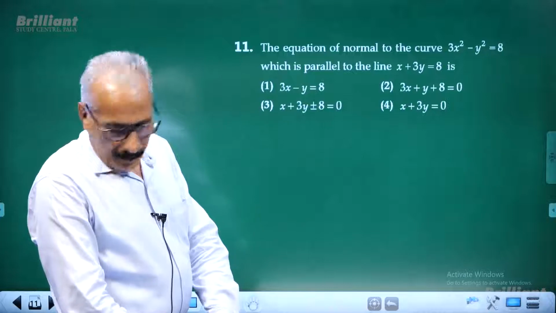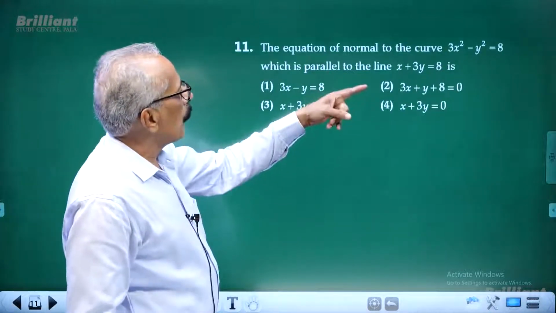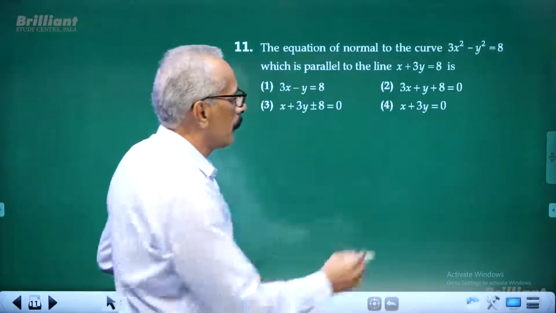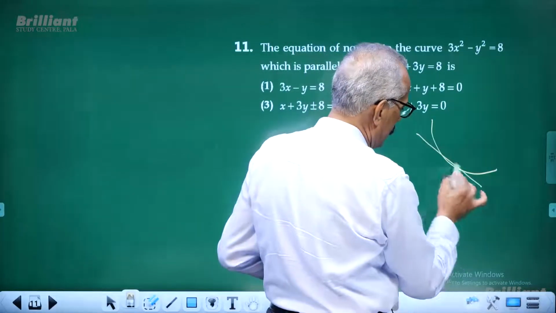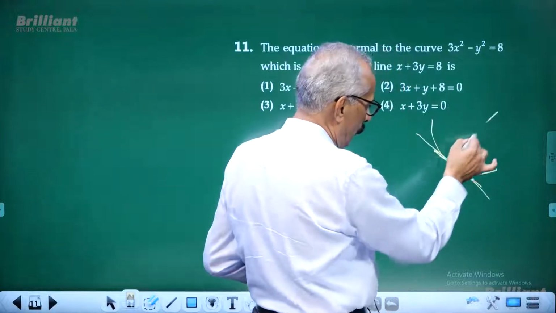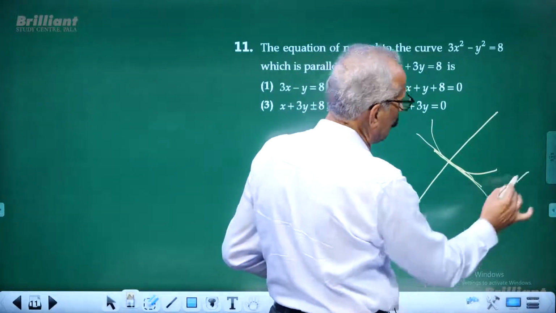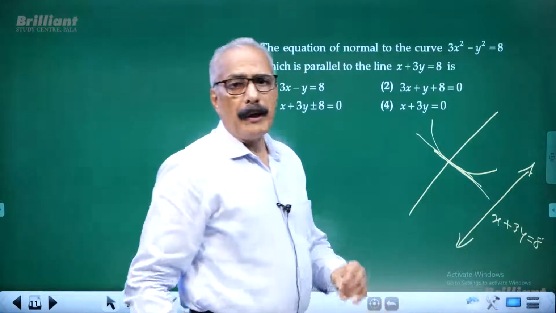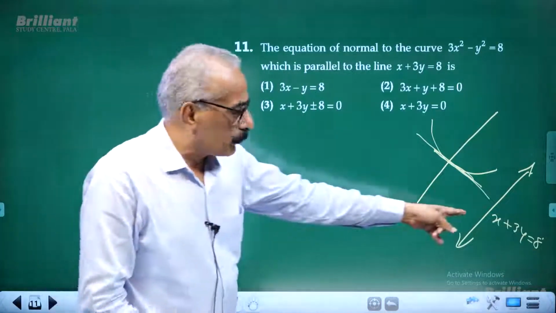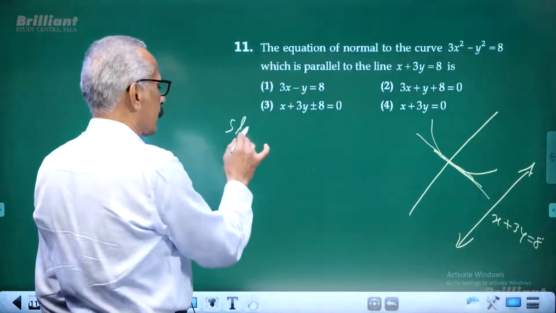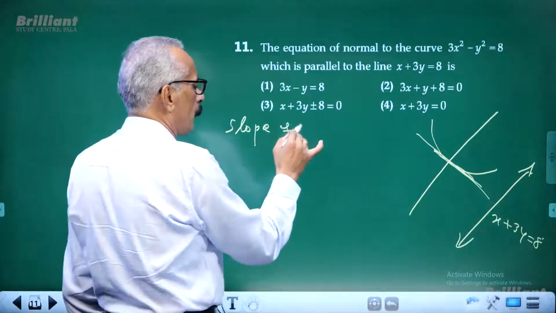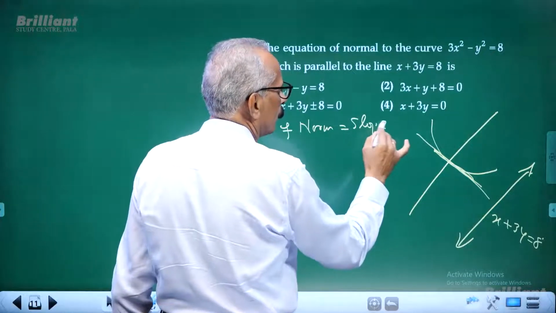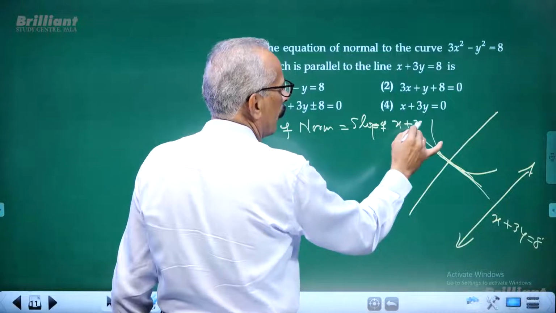Okay, question 11. Equation of the normal to the curve which is parallel to the line. What is the meaning of it? This is a curve. Here is a tangent. Then the normal comes. This normal should be parallel to this line. Which is the line? X plus 3y equal to 8. Means slope of the normal is equal to slope of this line. So parallel means slope of normal equal to slope of the line.